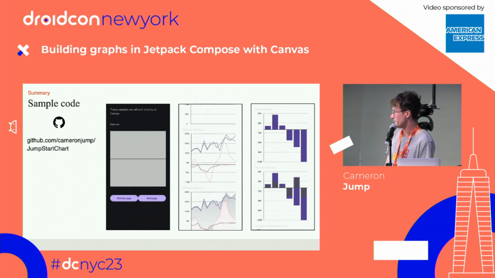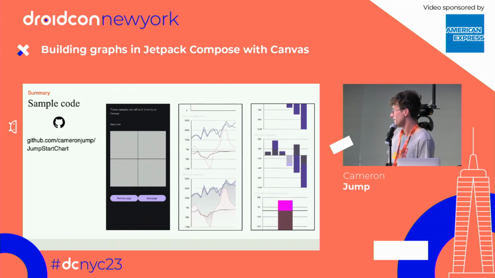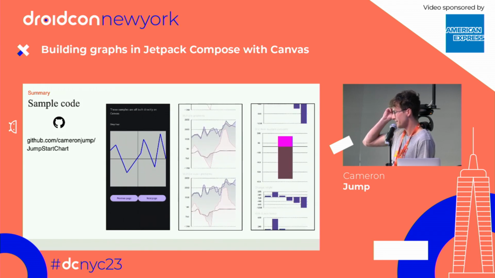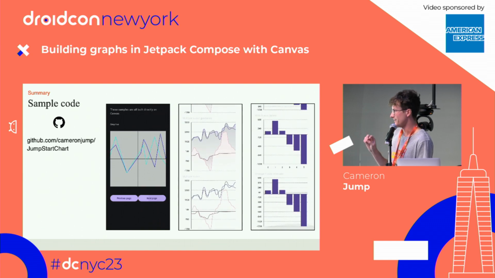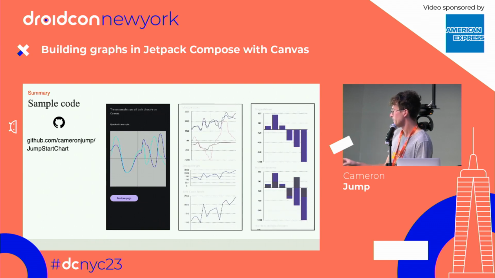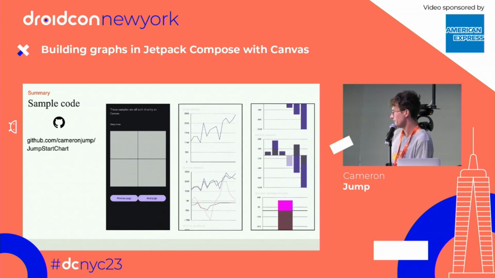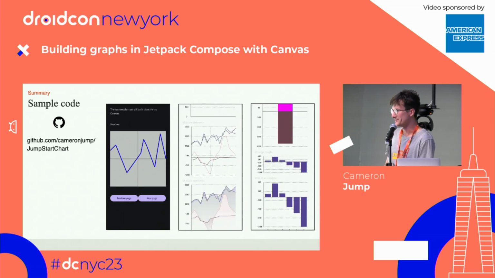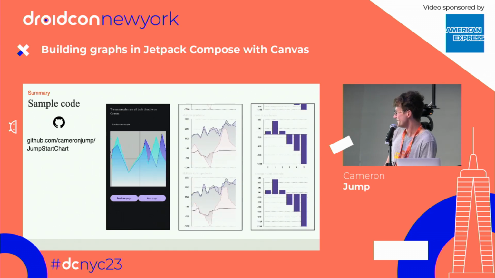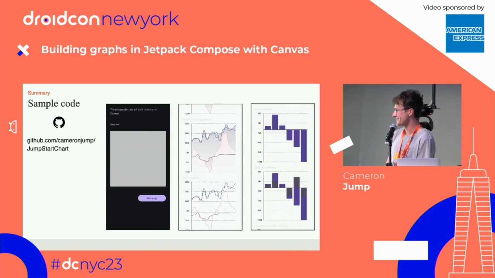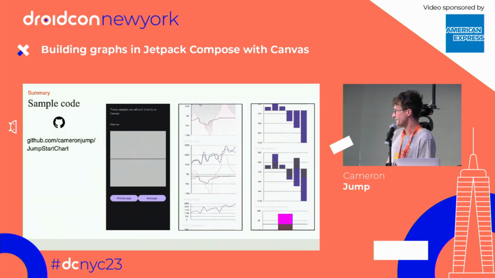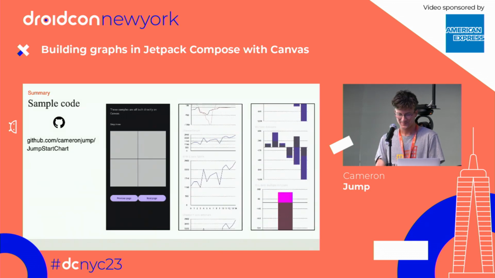I have some sample code here. It's available on GitHub. All of the Canvas chart sample code is available, and also a stripped down version of what I have at Fundrise. It's not really a library. Don't put it in your apps. I don't think you'd want to. But it's there, and you can learn from it, hopefully, and build your own charts.